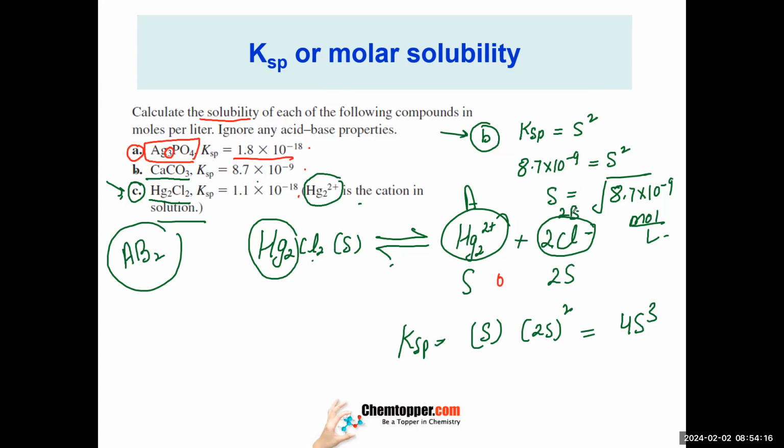Is it okay? Is it clear to all of you? And then you have 4S cubed equal to that Ksp value, this one. And then you can work out your S. From here, the units will be moles per liter.